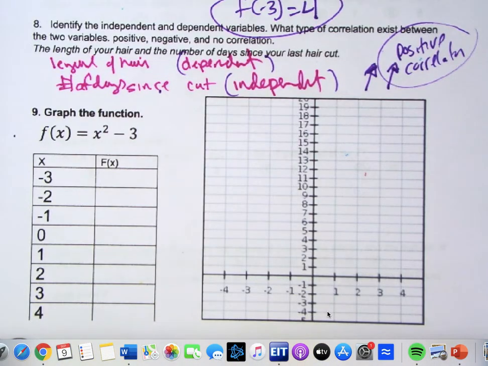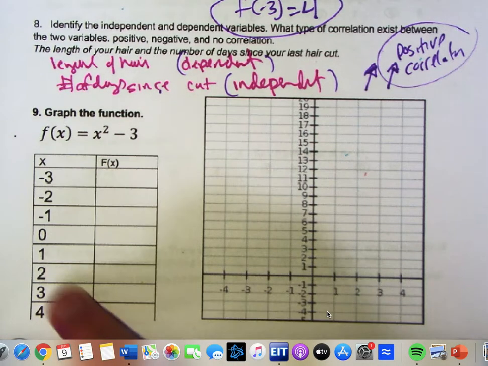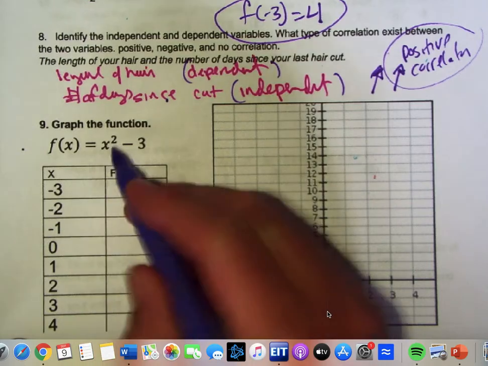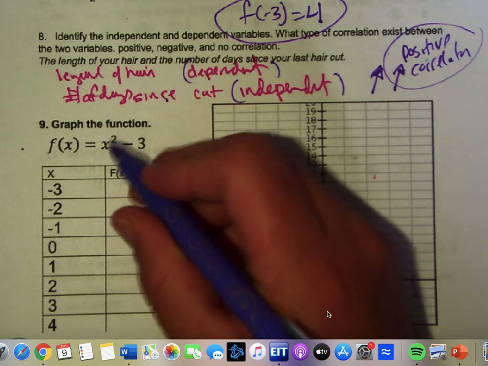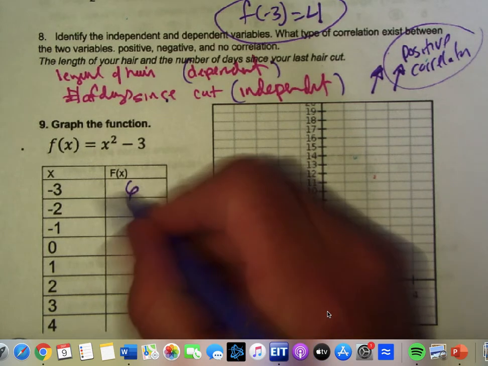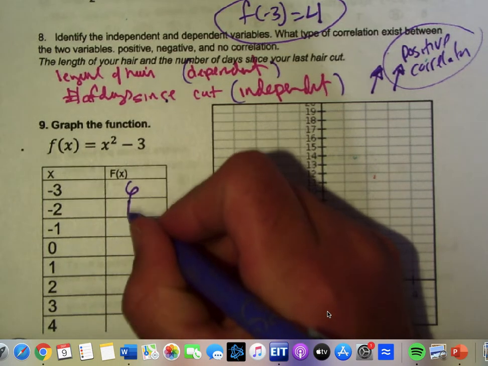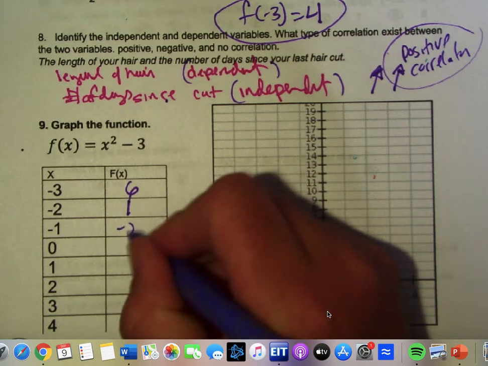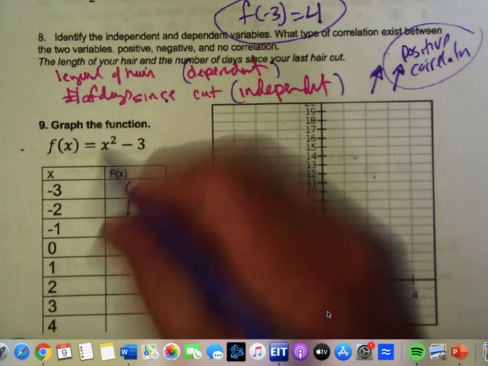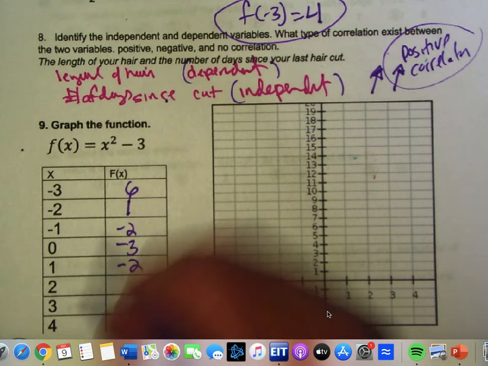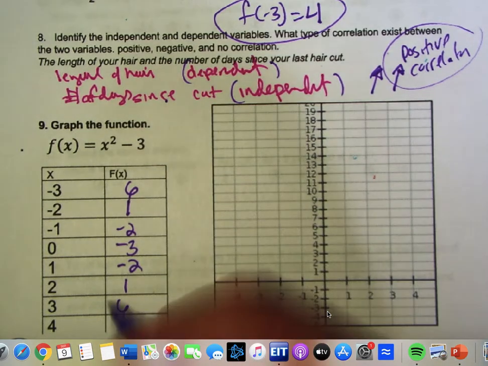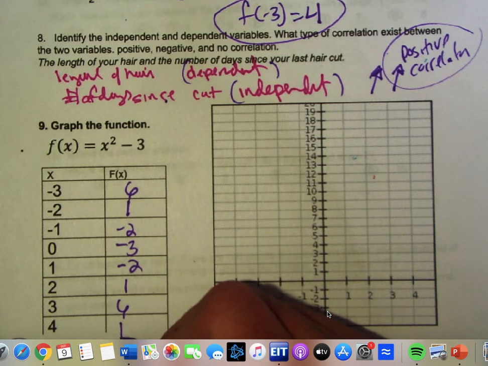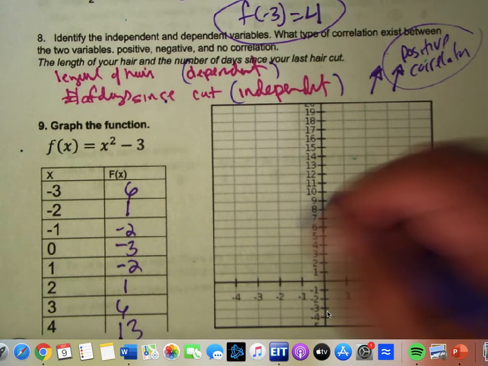Okay. Let's graph the function. So I give you the table here, so it's pretty straightforward. You just have to plug in and do the math. So if we plug in x, -3 squared is 9, 9 minus 3 is 6, -2 squared is 4 minus 3 is 1. So -3, -2, and the outputs are 6, 1, and 13.